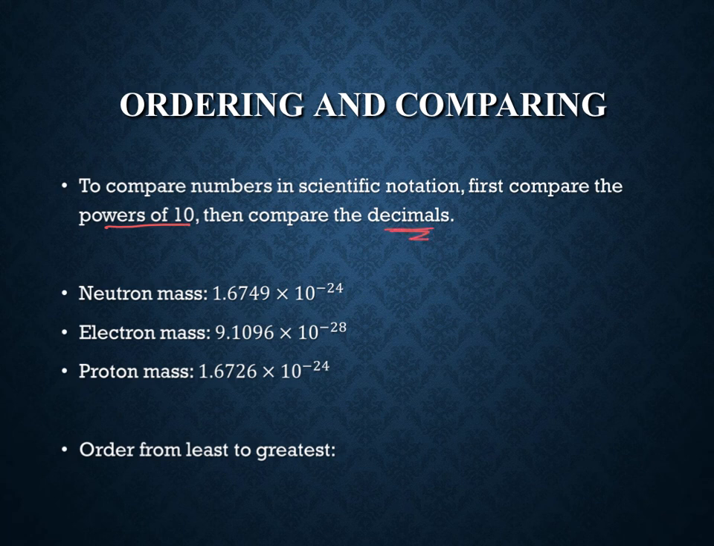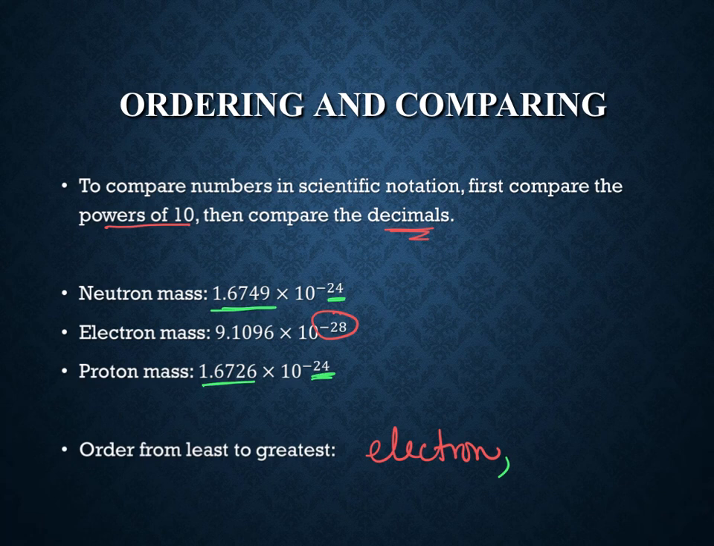So if we look at this down below, we have the mass of a neutron, an electron, and a proton. Right away I notice that the electron has a negative 28 exponent, so I know that's going to be my smallest. So I'm going to write the electron. And then I also notice that my neutron and my proton have the exact same exponent of negative 24. So now I have to look at my decimals and tell which one is bigger and which one is smaller. I am going from least to greatest, so I want the smallest decimal written first.